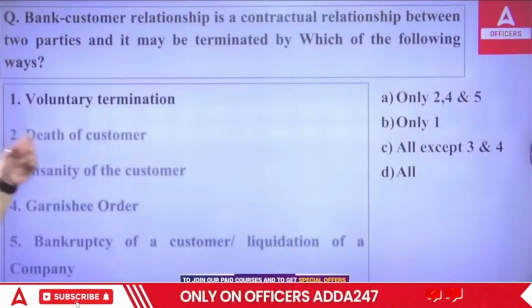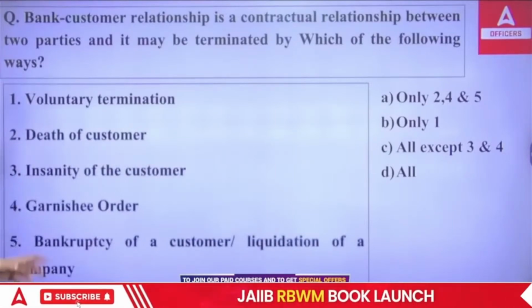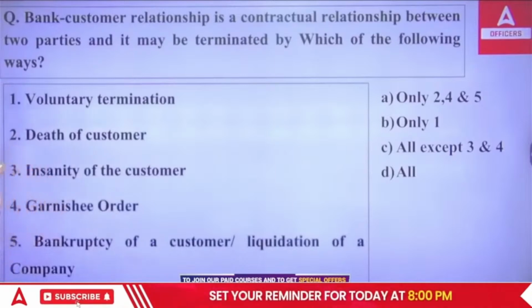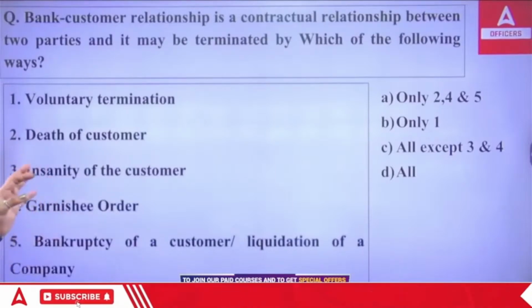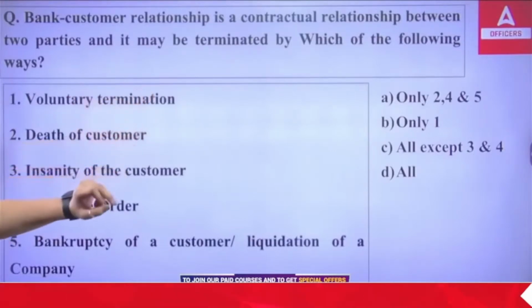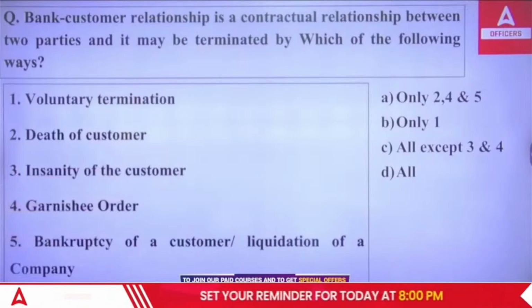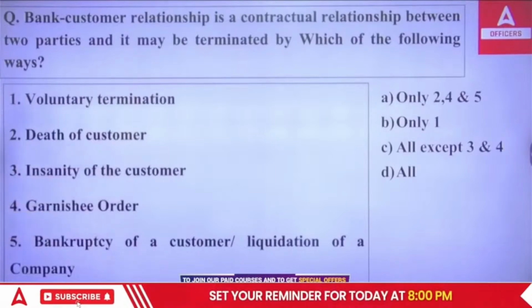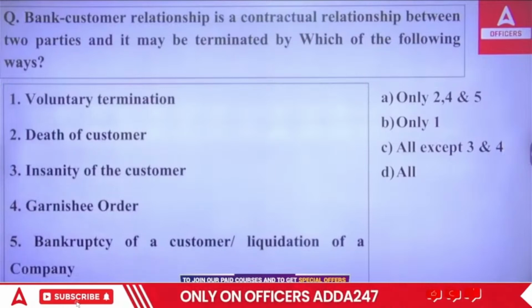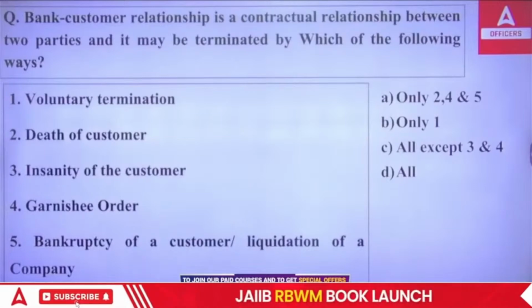So first we have voluntary termination, death of customer, insanity of the customer, garnish order, bankruptcy of a customer, liquidation of a company. So in which of the conditions will the termination of the contractual relationship between a bank and a customer be done? Only 2, 4 and 5, only 1, all except 3 and 4, all. Let me know which of the following is correct. A, B, C or D.